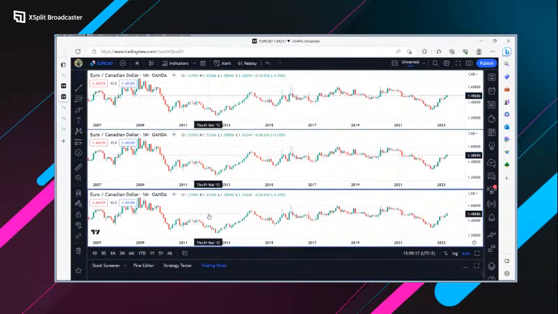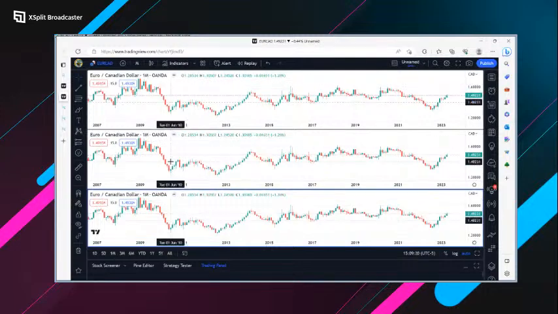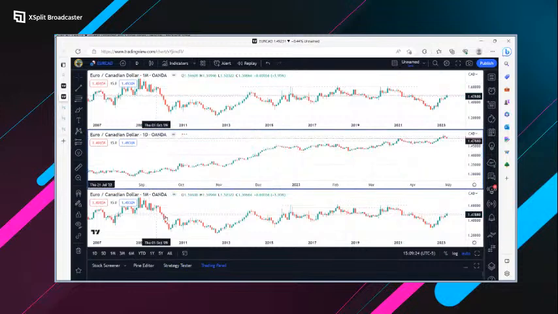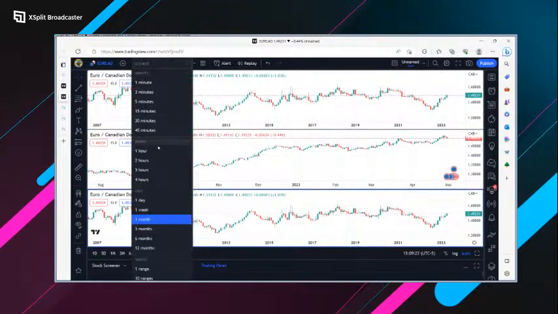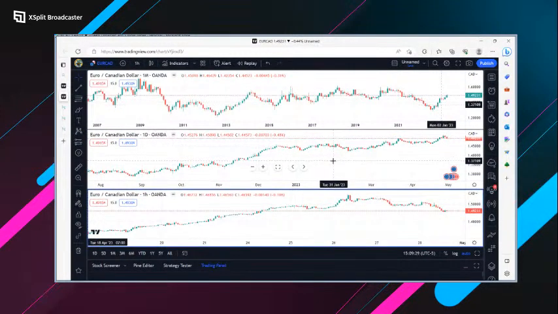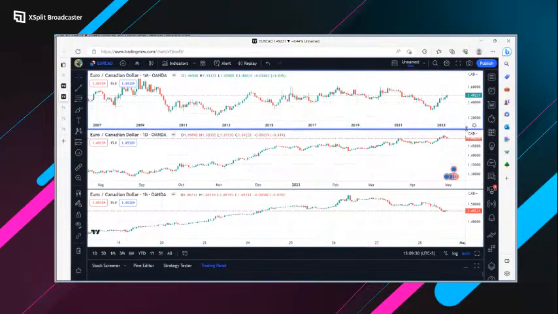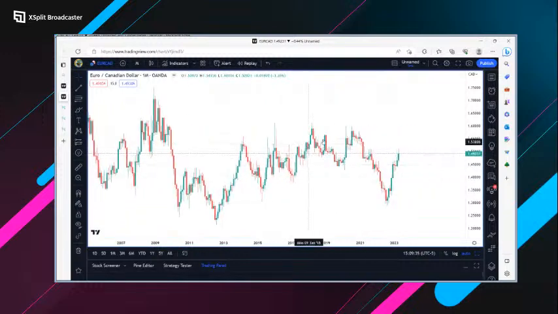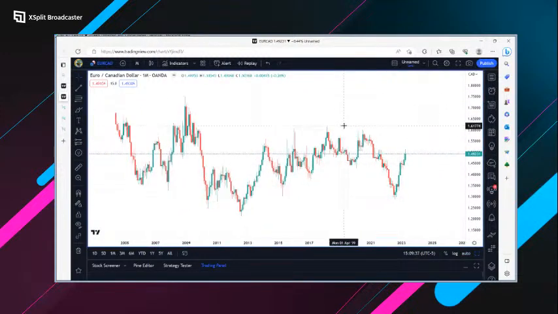All right, Euro CAD, Euro Canadian dollar monthly. So we got the monthly time frame, and then we got the daily time frame, and then we got the 1 hour time frame. All right, so we should be able to start speeding up a little bit now. All right, monthly trader's core belief. We're going to do the same thing that we did on the Euro USD, the same thing on the Euro Canadian dollar.